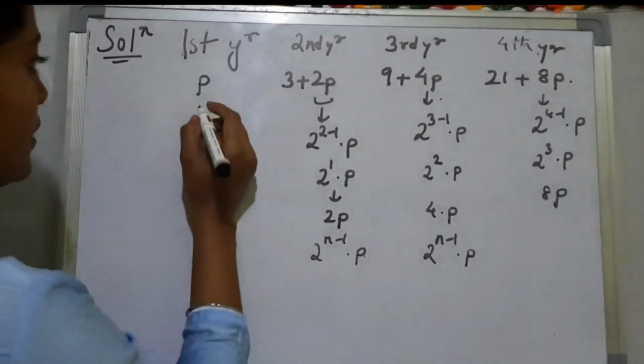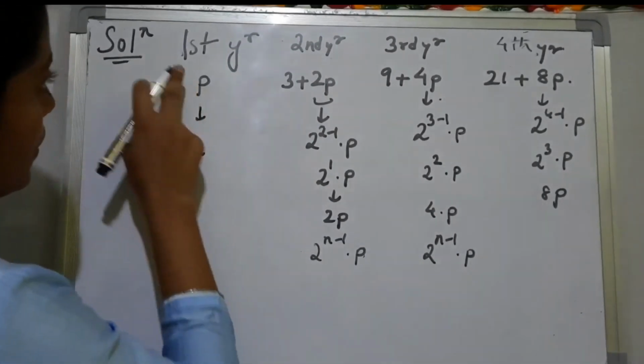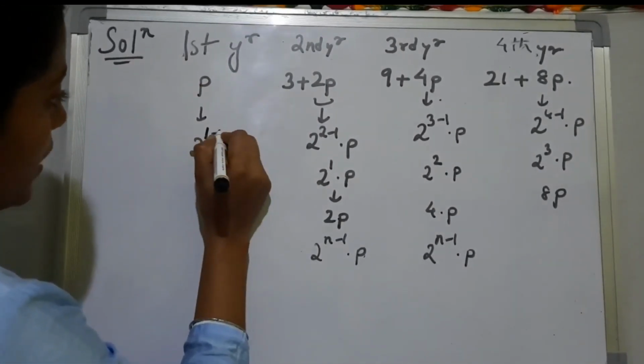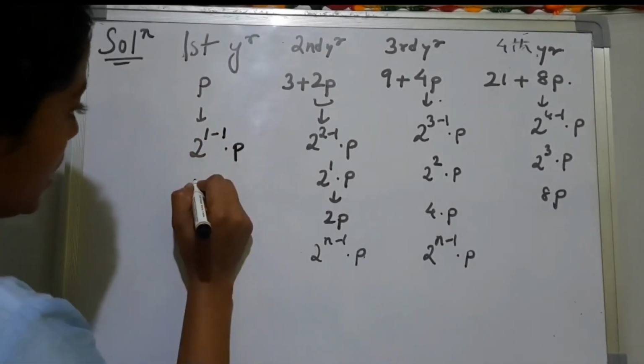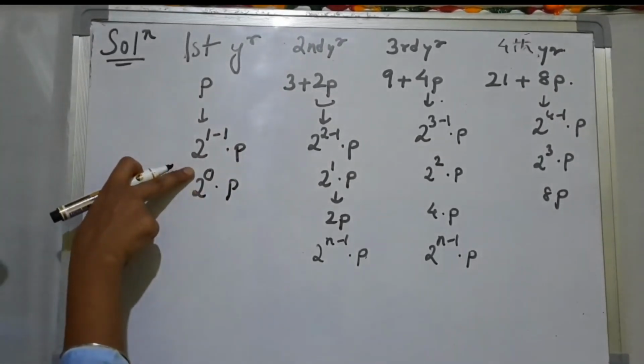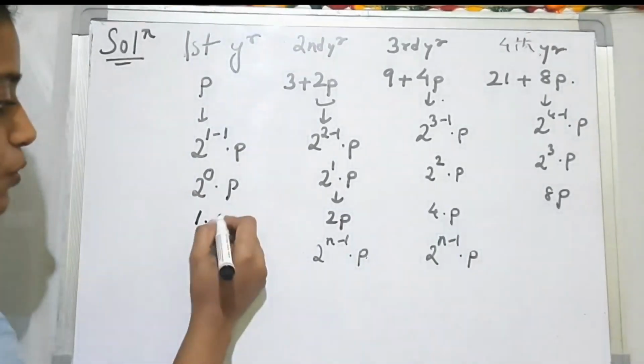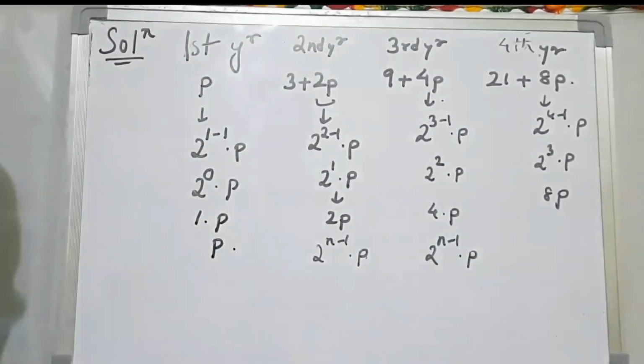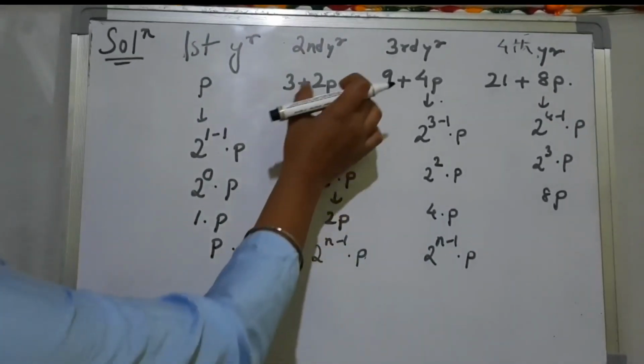So let us check here. 2 to the power first year, so 1 minus 1 into P. We will get 1 minus 1, 0. Any number to the power 0 is equal to 1. So we will get ultimately P. So we have got the pattern for this.